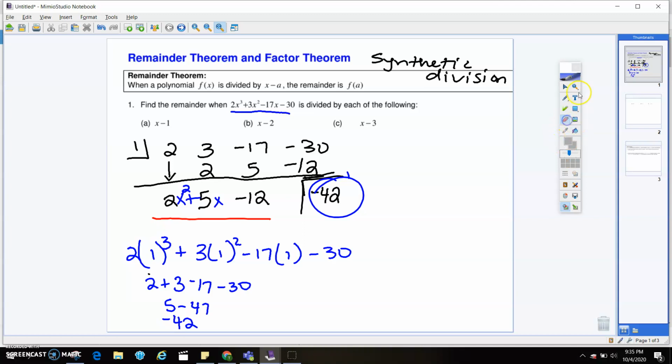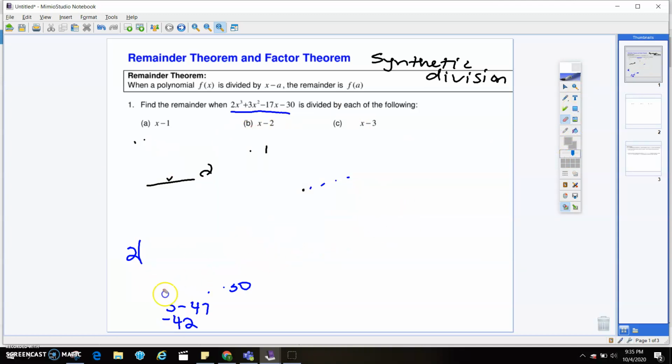Okay, so let's say that our question actually asked us to find the remainder of, because that's what this says right here. It says find the remainder. It doesn't care about anything else.